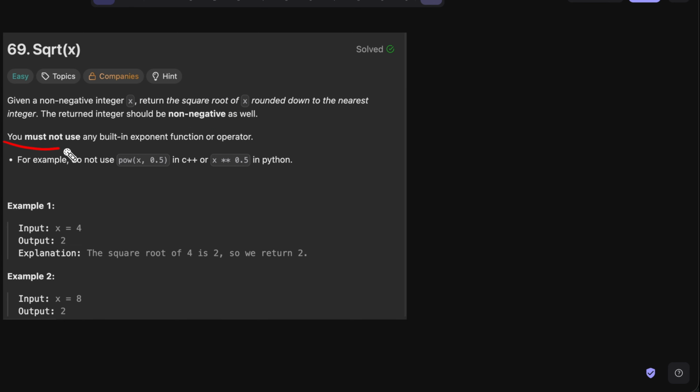Simple. Now you must not use any built-in exponent function or operator for this. We have to figure out the logic by ourselves. We cannot use functions like pow or this kind of operator in Python because we have to figure out the logic by ourselves. Now there are many ways to actually solve this problem, but the one we are going to look at is binary search.